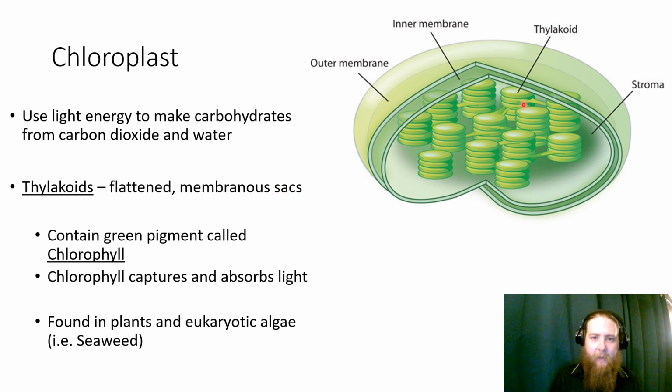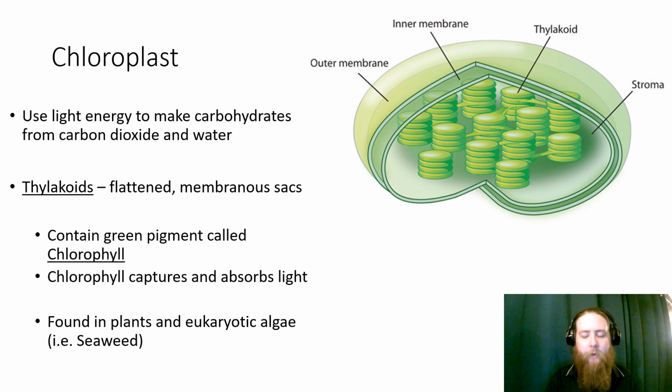Inside of the chloroplast, we've got these thylakoids, where one thylakoid here is a flattened membranous sac. They come in big stacks. They have a green pigment called chlorophyll. Chlorophyll captures and absorbs sunlight, except for the green color. It reflects the green color. So this is found in plants and eukaryotic algae, things like seaweed. They will have lots of chloroplasts in them.